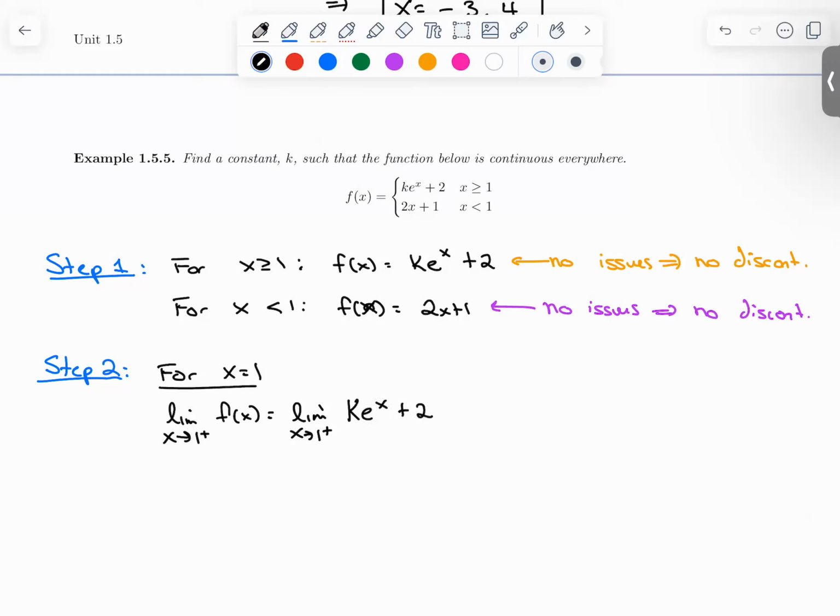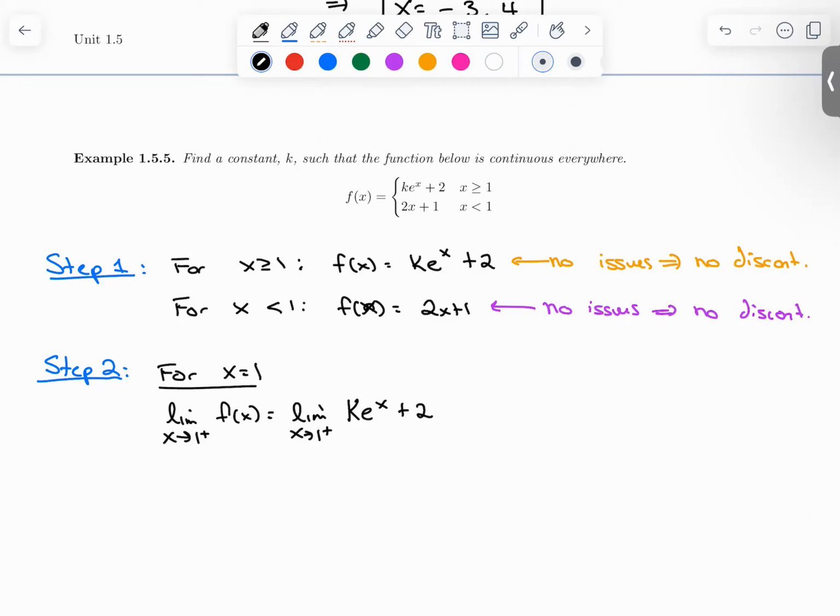So the limit as x approaches 1 from the right of k e to the x plus 2. And you might be freaking out a little bit, and that's understandable. But if you remember from unit 1.2, what we had talked about at the very end is that the limit only cares about the variable in question. The limit only cares about the variable it deals with. It's only worried about x's. The k is some number that it does not care about. As far as it's concerned, it's 7. It's not actually 7, but for all it's concerned, it's some number.